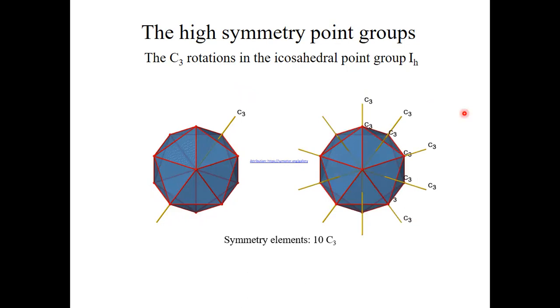So how many operations are associated with this? For each C3 element, we have to consider the C31 and the C32, but not the C33, because the C33 is the same as the identity. So that means that we have to consider 2 operations per symmetry element. So 10 times 2 is equal to 20 operations. 10 of them will be C31, and the other 10 will be C32.